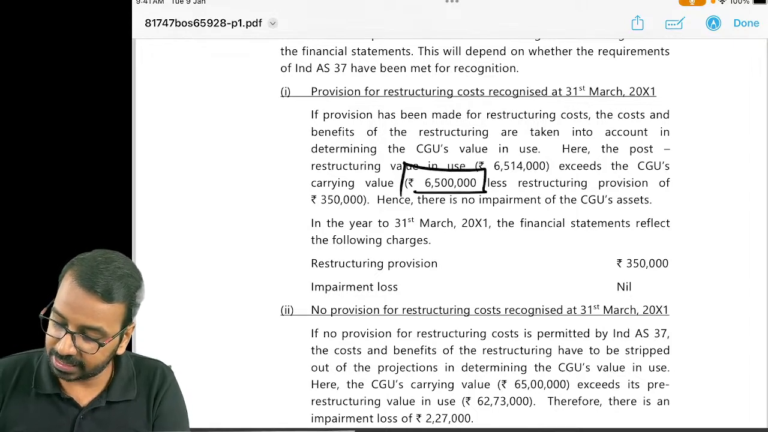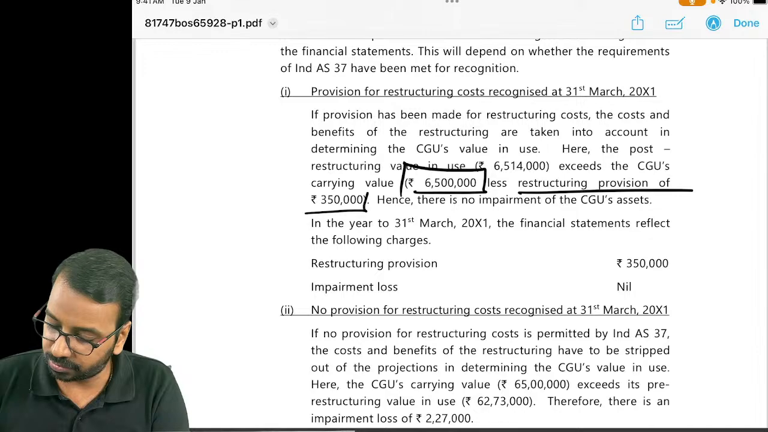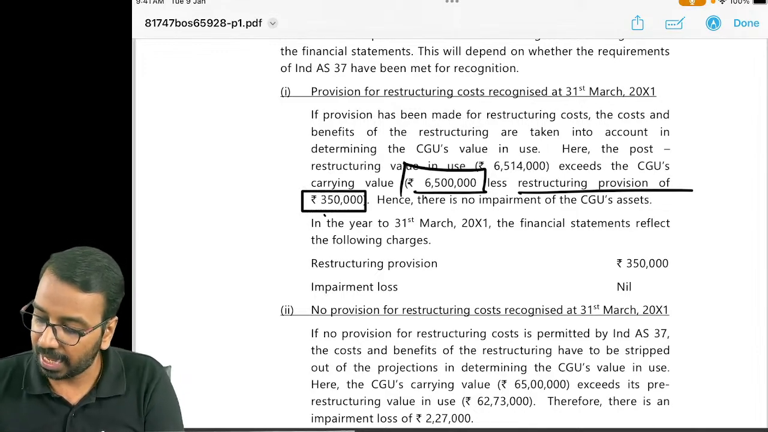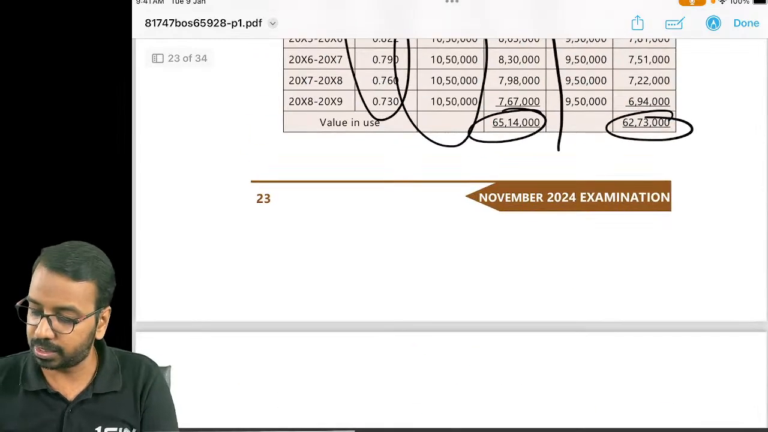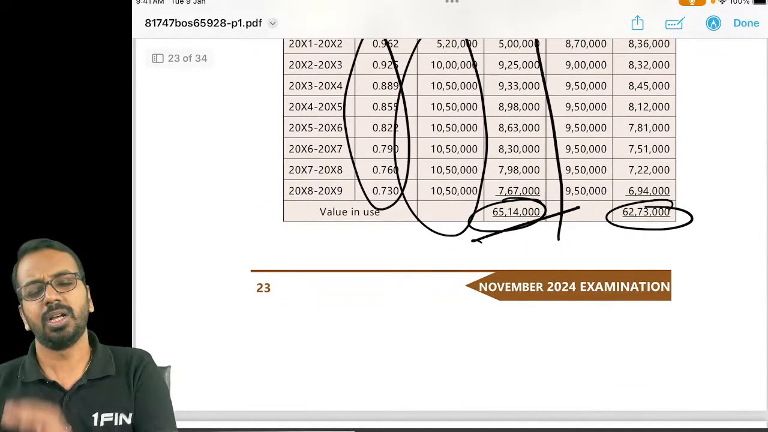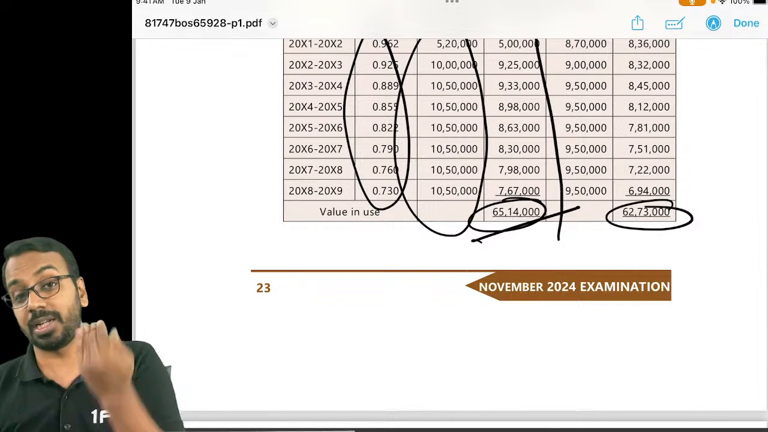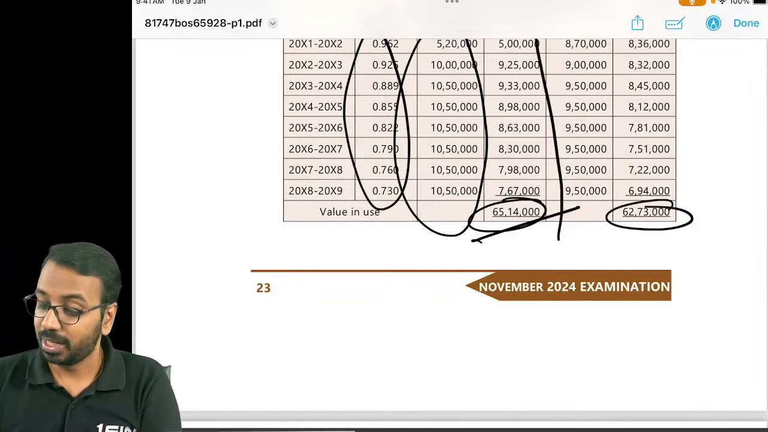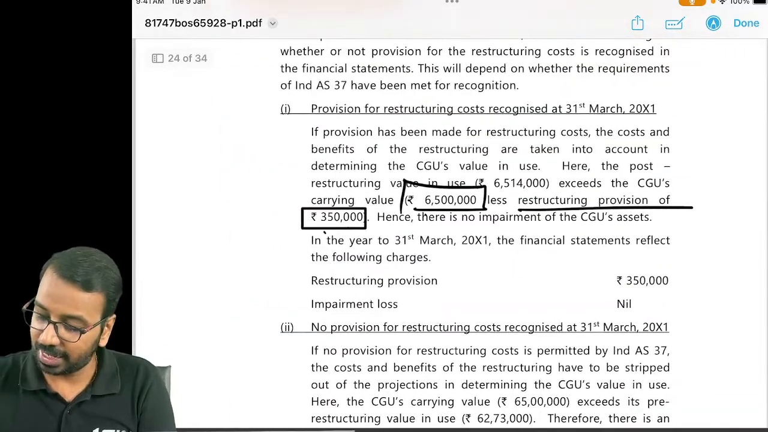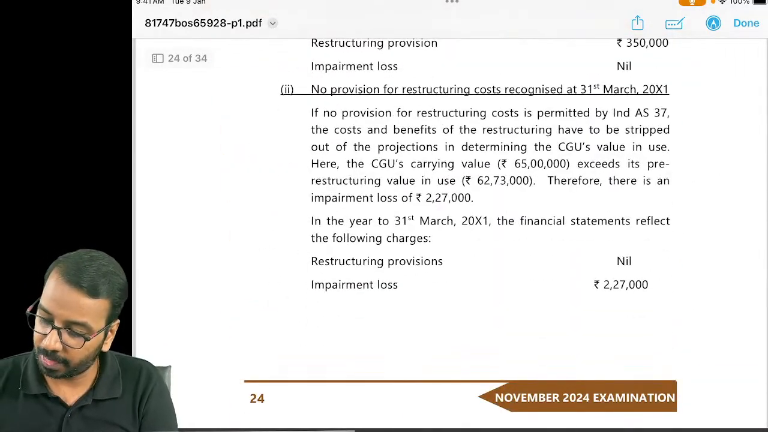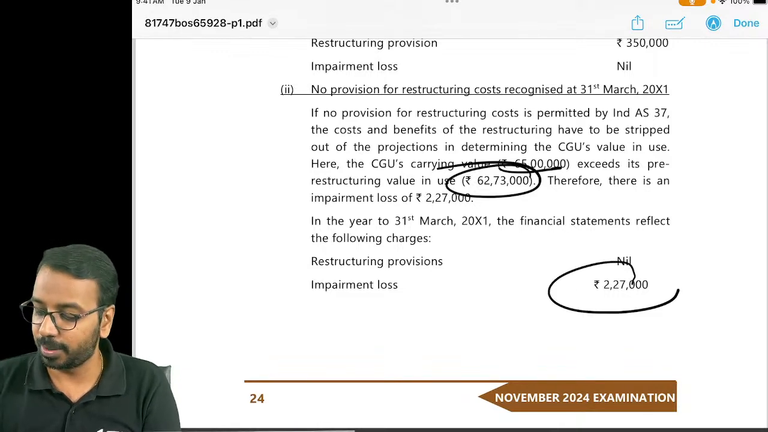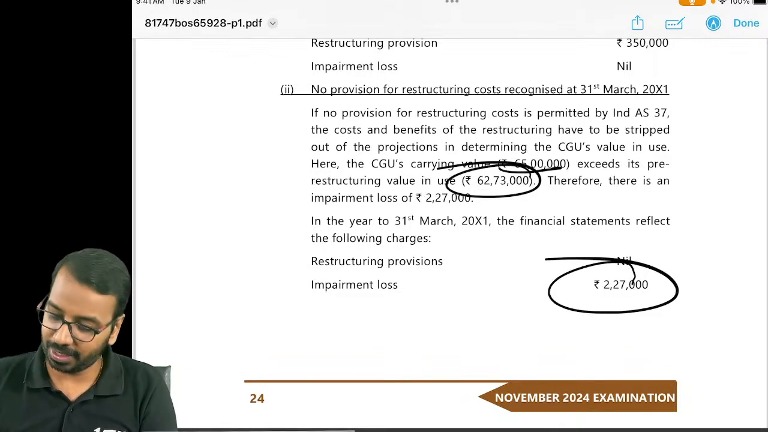So 65 lakhs is the carrying amount, restructuring provision 3 lakh 50. If you do this, 65 minus 3.50, and compare with the value in use, the value in use that is got here is 65 lakhs 14. So it is higher. So after restructuring, there is no impairment. Without restructuring, the carrying amount is 65 lakhs and the value in use is 60 lakhs 73. So there is an impairment. Impairment loss has to be provided, right?